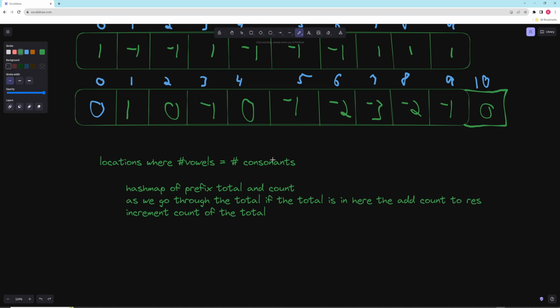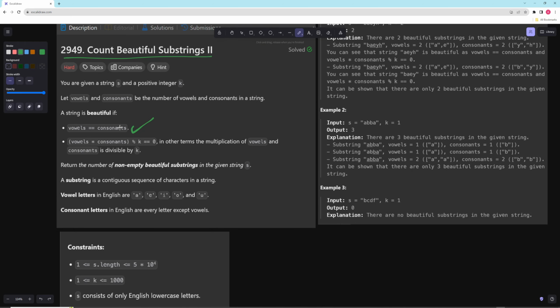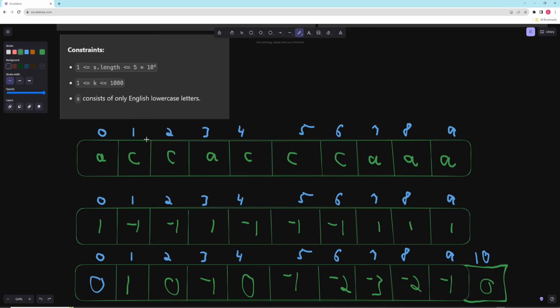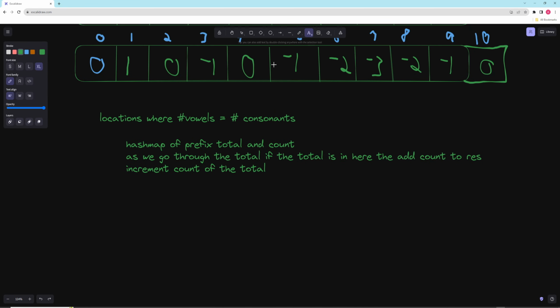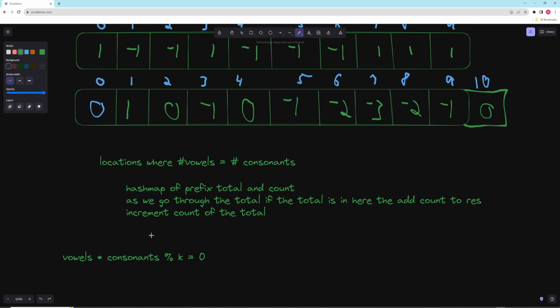So this is how we could do it. But the problem with this is we also need another condition. This is fine, we could do this in O of n time. But we also need this condition here: vowels times consonants mod k equals 0. And this is going to be the tough part of the problem. So let's write that down. So vowels times consonants mod k equals 0.